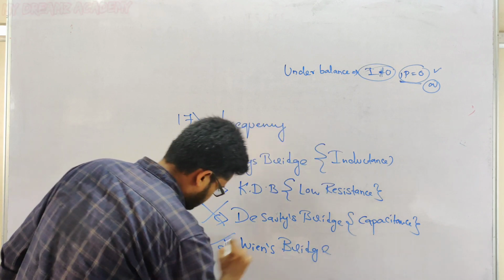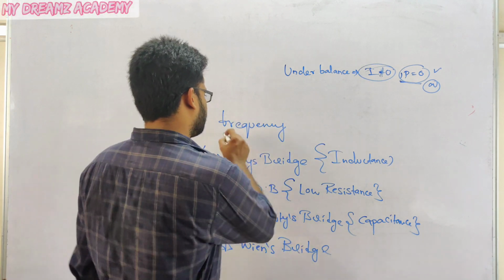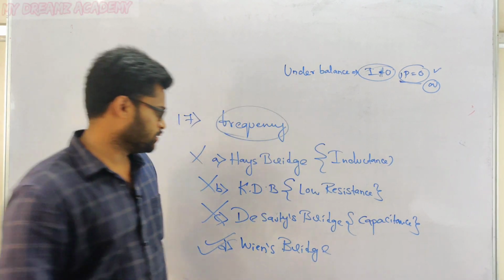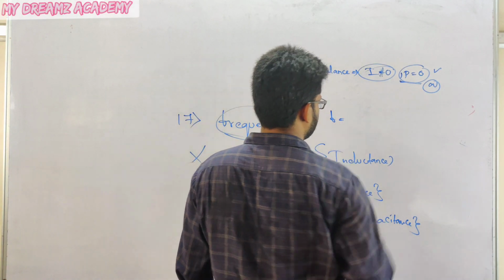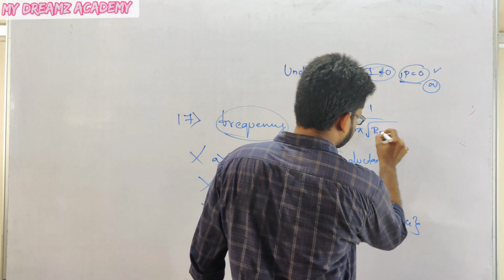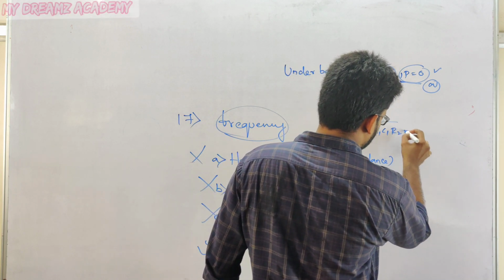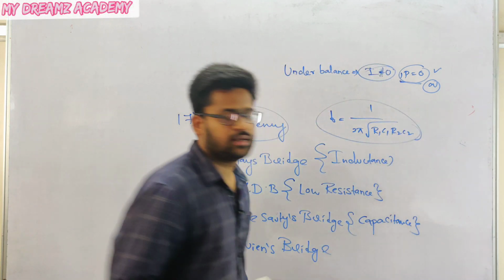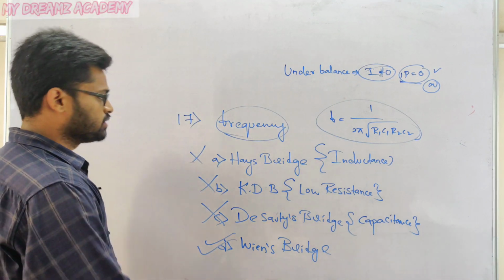Yes, Vane's bridge is used to find the frequency. The frequency will be calculated like this, that is 1 by 2 pi under root R1 C1 R2 C2. This is the formula to find the unknown frequency by using Vane's bridge.